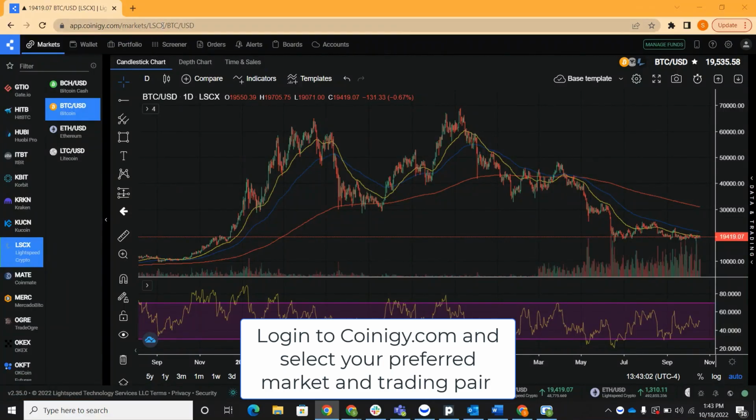So today I'll be showing you guys how to find key support and resistance levels to be able to identify the best trade setups. So first off, you want to go to Coinigy.com and then select your preferred market and crypto pair that you would be trading. So here I am on Lightspeed Crypto and Bitcoin USD.